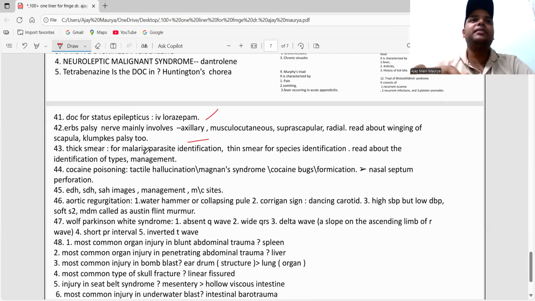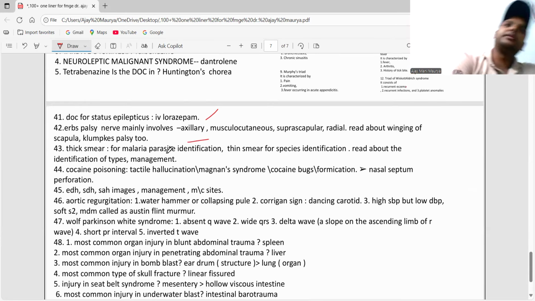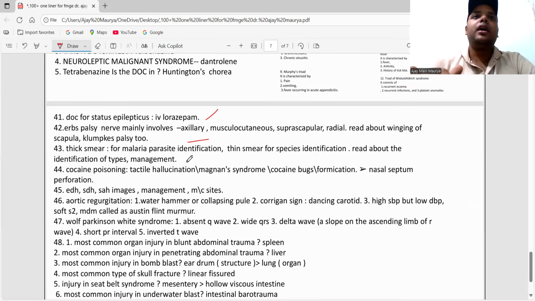Next, a thick smear for malaria parasite identification. Thin smear for species identification. Please try to read everything about malaria. Okay, now about malaria, and how we are going to identify the species. It is the falciparum. In my slides, guys, in the FMG short 150 slides, I already mentioned everything about what to study about malaria.